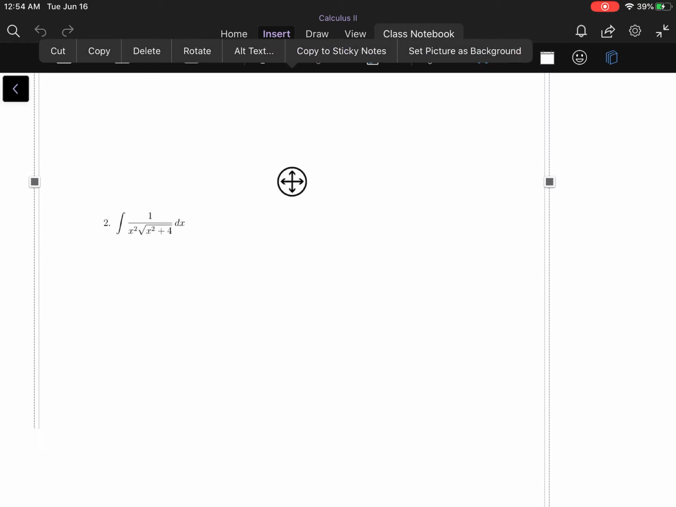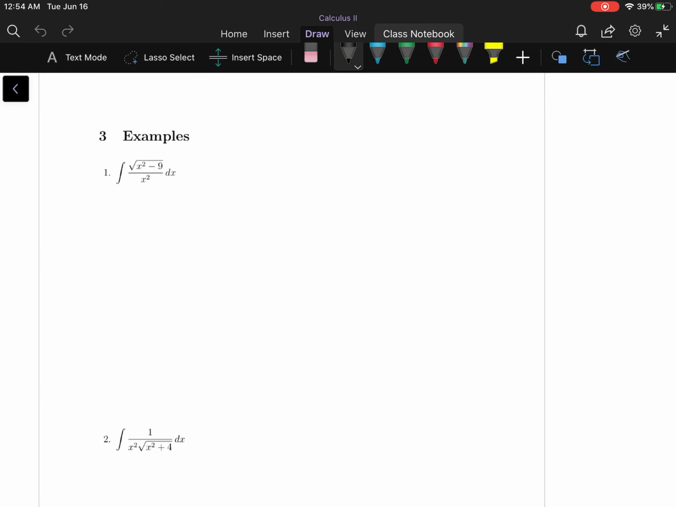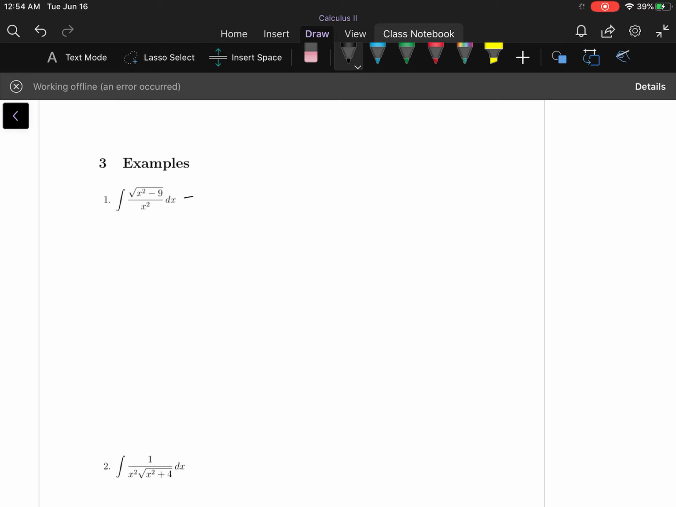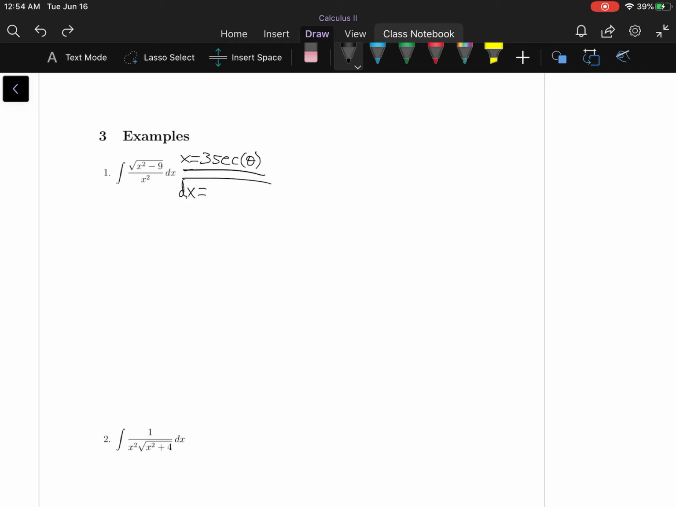which means that x is 3 secant theta. And so that's going to replace the x, but we also need to figure out what to substitute in for the dx. So dx is going to be 3 times the derivative of secant theta, which is secant theta tan theta.